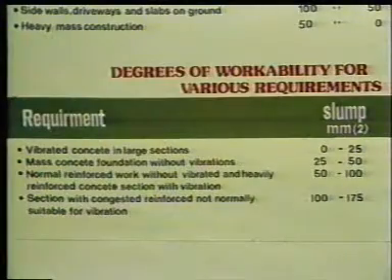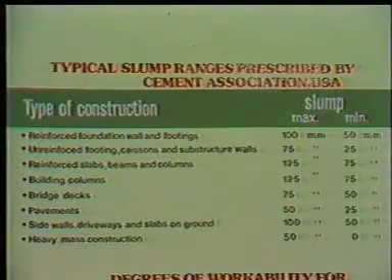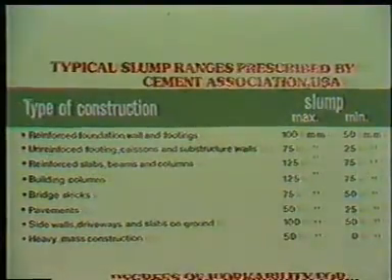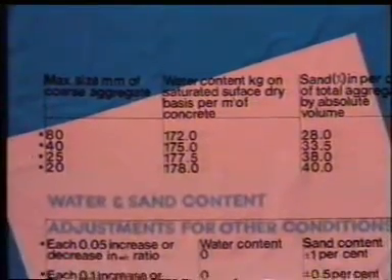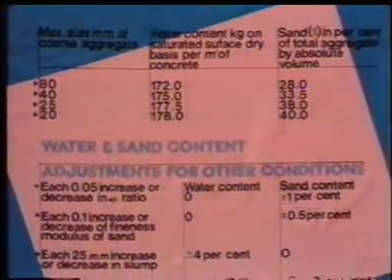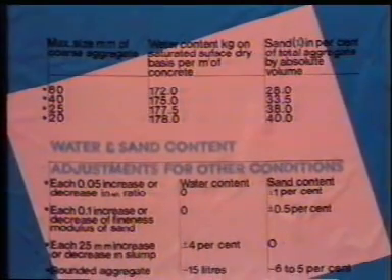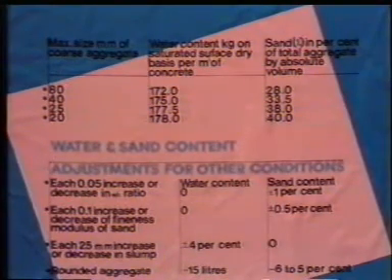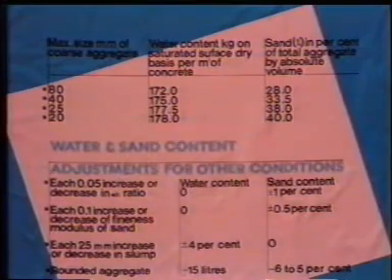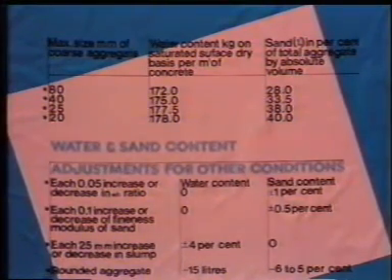For different jobs, concrete of different workabilities are required as indicated by slump values. The greater the surface area of aggregate, the more is the quantity of water needed to achieve the desired workability. Central Road Research Institute has developed water and sand requirements for a set of conditions. For other sets of conditions, these requirements should be modified.